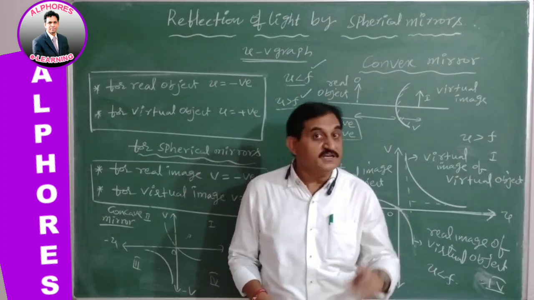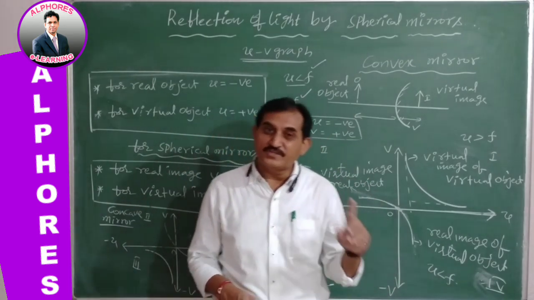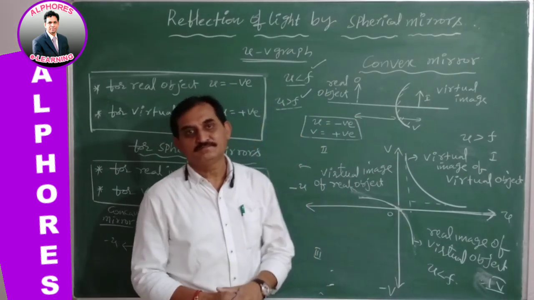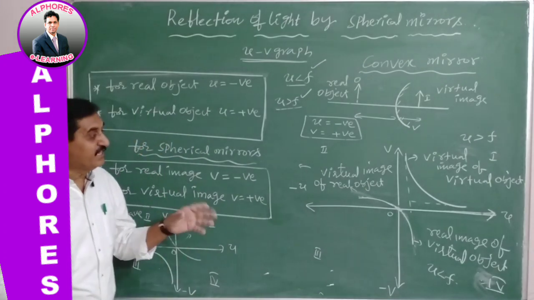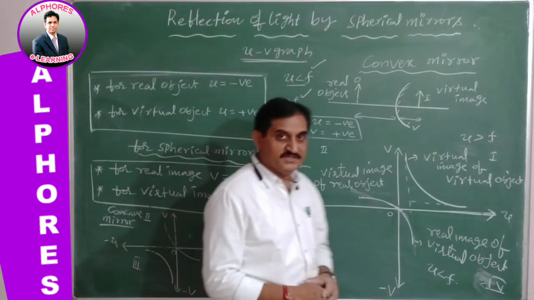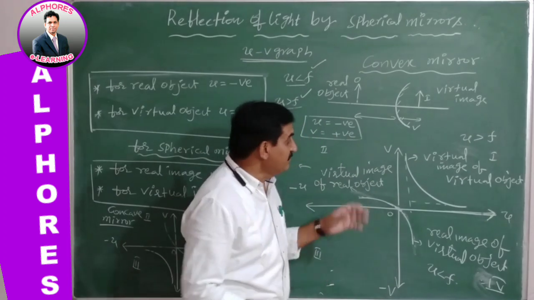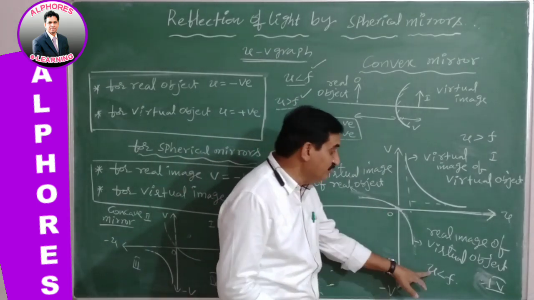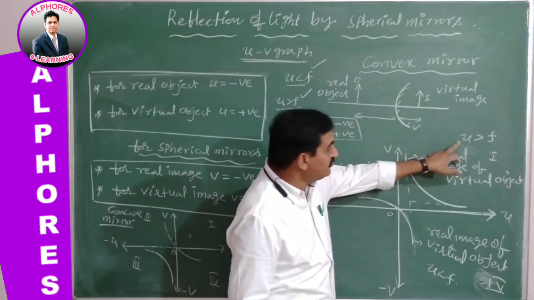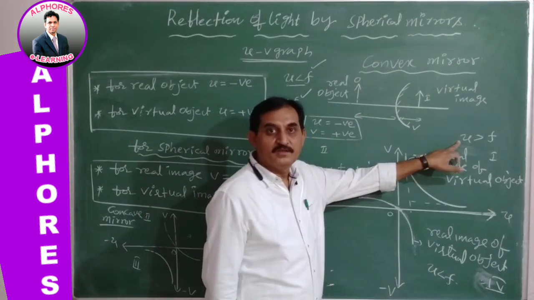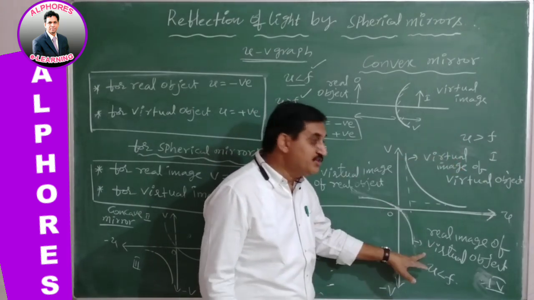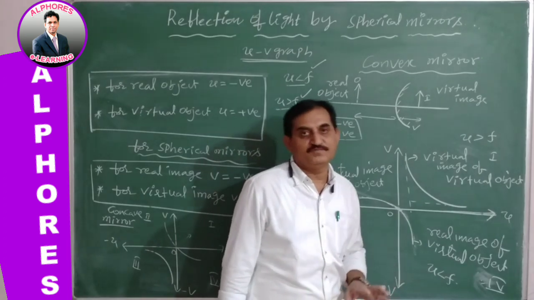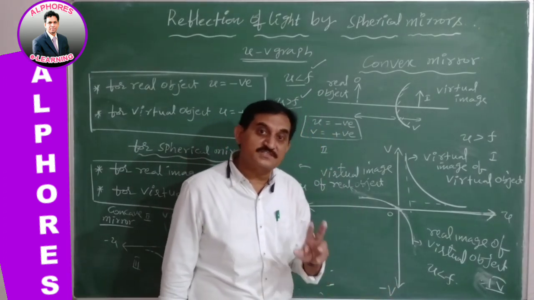A convex mirror can also produce a virtual and a real image for a virtual object. So instead of a real object we are using a virtual object. For a virtual object, the image formed is virtual when U is greater than F. For a virtual object, the image is real whenever U is less than F. These two cases were discussed earlier.